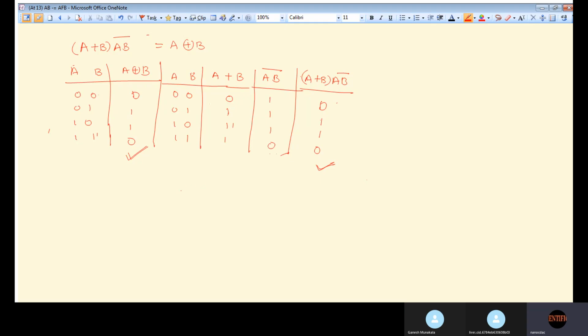ఇప్పుడు నాకు చెప్పండి, now it's your part, what are the gates that are required? దీనికి ఏం గేట్స్ కావాలి, ఎన్ని గేట్స్ కావాలి చెప్పండి. How many gates are required and what are the gates? NOR gate. Okay, NOR, NAND and AND gate.